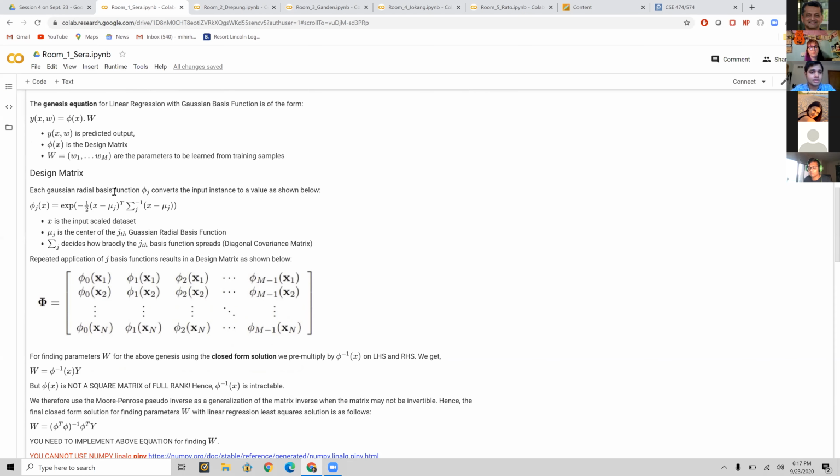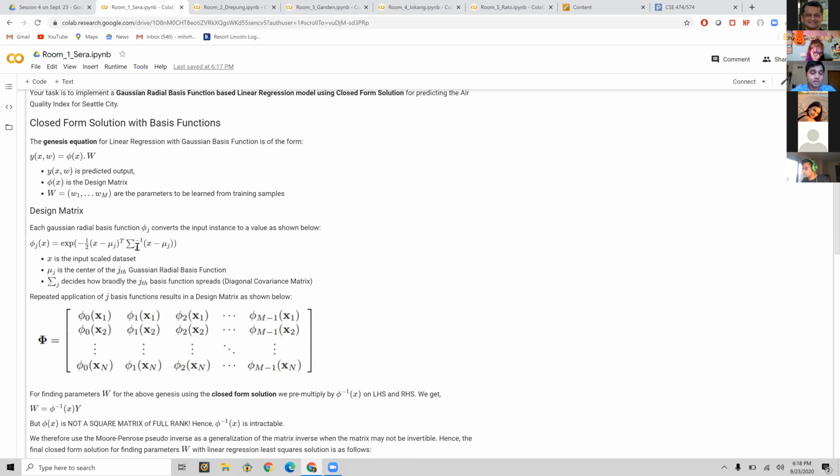And for designing the matrix, you'll have to use the Gaussian radial basis function equation, which takes the form as shown here. You have x, which is your original input data set, and then you subtract mu, which is the mean of your data set, which has to be multiplied with a diagonal covariance matrix. You have to invert the covariance matrix and multiply it again with x minus mu. So in order to implement this, you need mu and the covariance matrix, which has already been implemented and given to you. So it's pretty simple to come up with the design matrix.